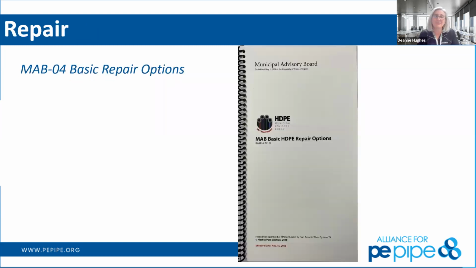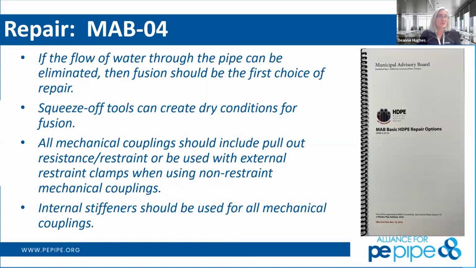Municipal Advisory Board, of course, has a guidance document for us. It's the basic repair options. They looked very closely at this question and really treated it with the seriousness that the question is asked. Really, I'm a system operator. I need to know how I'm going to repair your system. So the first thing is, if you can stop the flow of water through it, then fusion is your first choice of repair, because again, you're replacing what should be a leak-free system with something that is going to be leak-free.